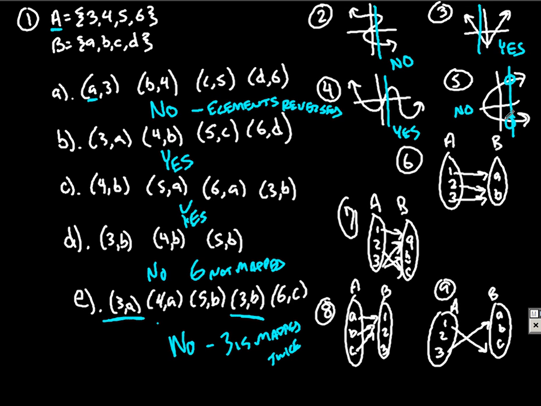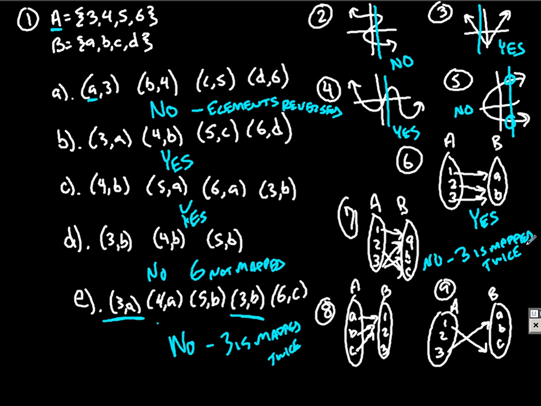6, 7, 8, 9 is very similar to part 1. Everything from the left has to be matched to something on the right, and one and only one thing. So this is a good function. This one for number 7 is not, because number 3 here gets mapped to 2 different places. Again, 3 is mapped twice. That's our reason.